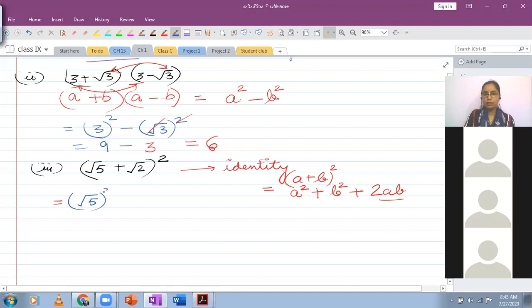Square of the first term, that means square of root 5. Then I want square of the second term. I want square of root 2. Then I want to write down the product of these two doubled. So 2 times product of root 5 and root 2.